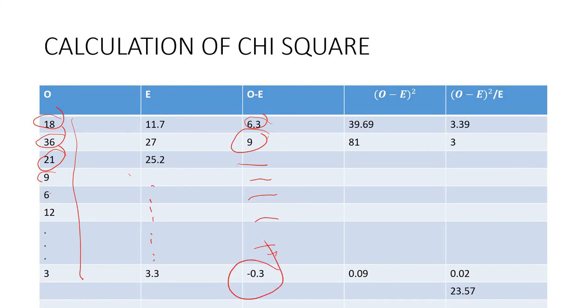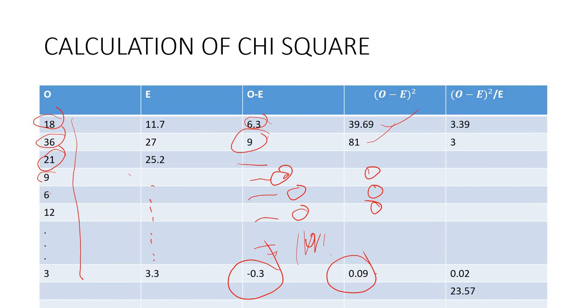After that you will calculate O minus E the whole square. So here you will square all the values. This is O minus E: the square of 6.3, the square of 9 is 81, the square of this value, and this one, everything. A lot of values are there; I haven't included those values. Here also the square of minus 0.3 is 0.09.